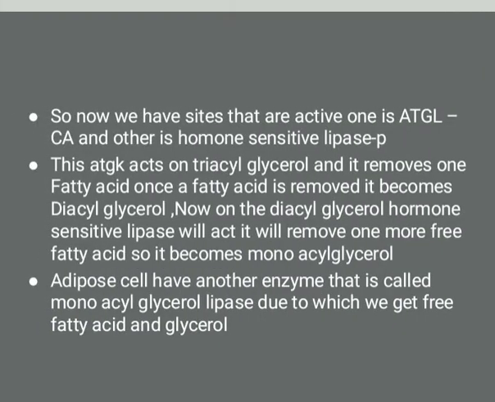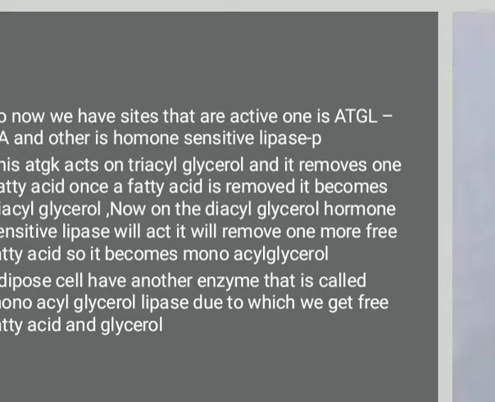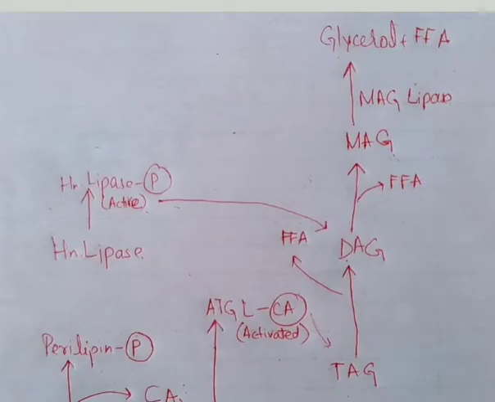So now we have two sides, the active one is ATGL and the other is hormone sensitive lipase. ATGL acts on the triglycerol and removes a fatty acid. Once the fatty acid is removed, it becomes diacylglycerol. Now hormone sensitive lipase will act on the diacylglycerol and remove one more free fatty acid, so it becomes monoacylglycerol. Adipose cells have another enzyme called monoacylglycerol lipase, due to which we get free fatty acid and glycerol. So that was the whole thing.